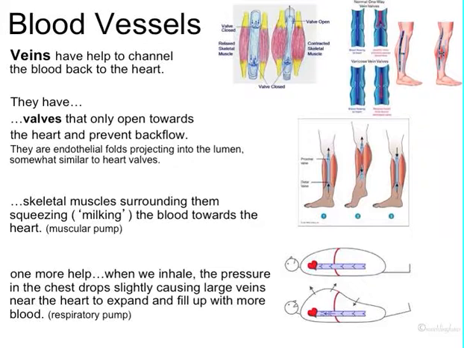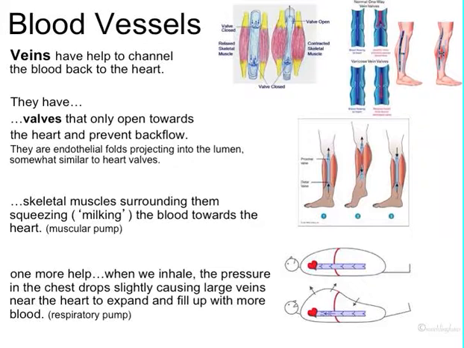So that prevents backflow. That makes sure the blood flows in one direction. And the valves are similar to heart valves. They are endothelial folds that project into the lumen. Then a lot of the veins go through skeletal muscle, and when they contract, they squeeze those blood vessels, and that pushes the blood forward towards the heart, because the blood cannot go back down, because the valve is going to stop that from happening.